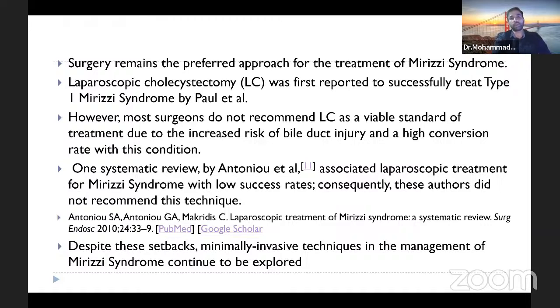A systematic review by Antonio et al. associated laparoscopy for Mirizzi with a low success rate. Considering this, these authors don't recommend this technique for Mirizzi. Despite these setbacks, minimally invasive techniques in the management of Mirizzi continue to be explored.